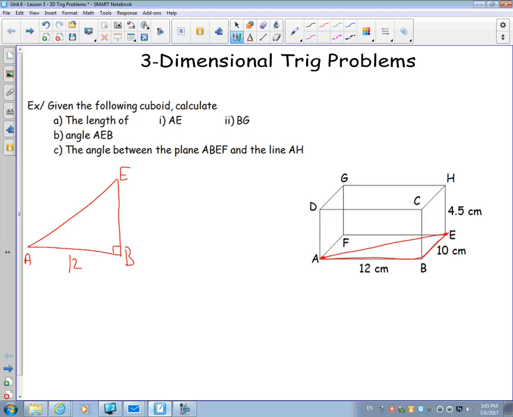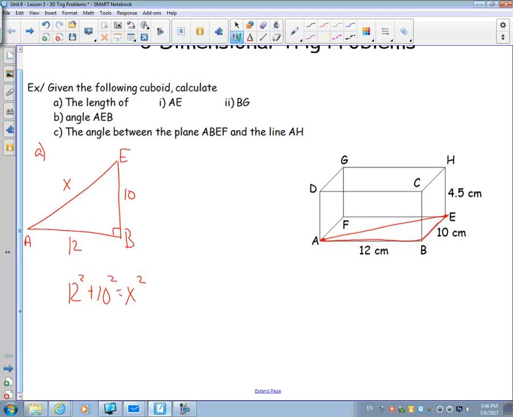We've got 12, we've got 10. We want to find this. Well, we don't need any fancy math to do this. We can use Pythagoras. A squared plus B squared equals C squared. And if we punch into our calculator, we'll get 244 is x squared. The square root of 244 comes out to approximately 15.6 centimeters to 3 sig figs.